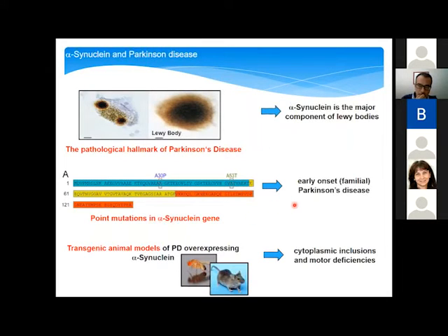Some years ago, and continuously, it is happening also this year, there are point mutants that are familial mutants of alpha-synuclein that give rise to early onset of Parkinson's disease. And when you make transgenic animal models overexpressing alpha-synuclein, this gives rise to cytoplasmic inclusions that are very similar to those found in the brains of post-mortem patients with Parkinson's disease.